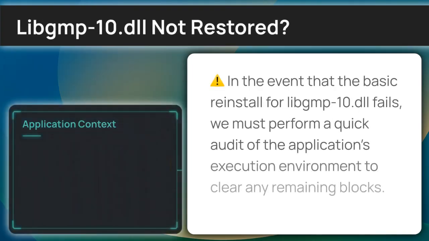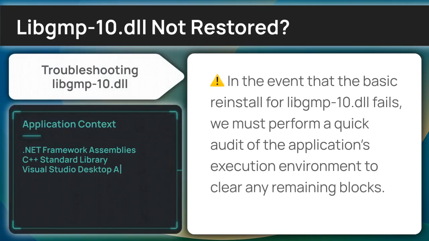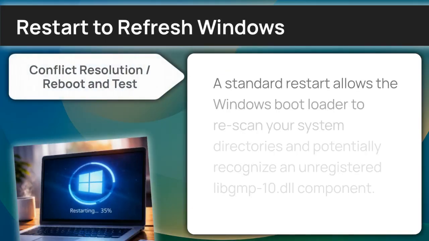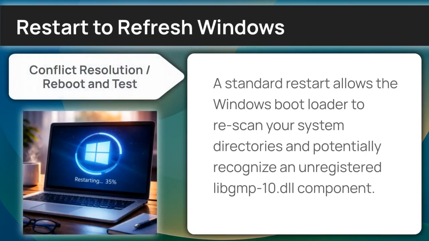If the application still won't initialize, we need to shift our focus to how the Windows loader is interacting with the library. A full system restart ensures that no background processes are currently locking the libgmp-10 library file. A fresh boot allows Windows to reinitialize its library map from a clean state.